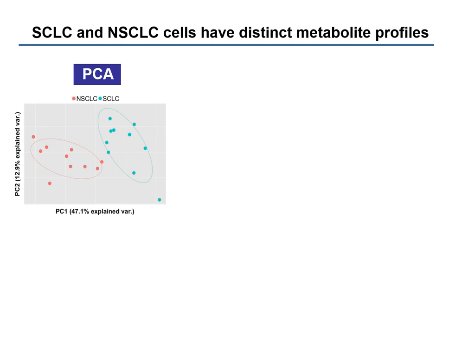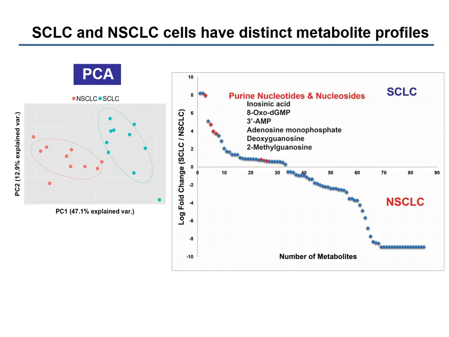And this is the cell line metabolite result. The principal components analysis of the small cell lung cancer and non-small cell lung cancer metabolite profiles indicated there is a distinct separation of the two cell line types. You can see small cell and non-small cell lung cancer have distinct metabolite profiles.